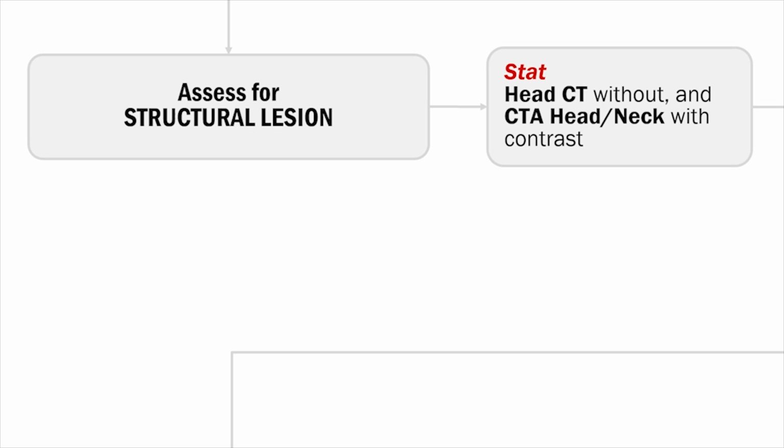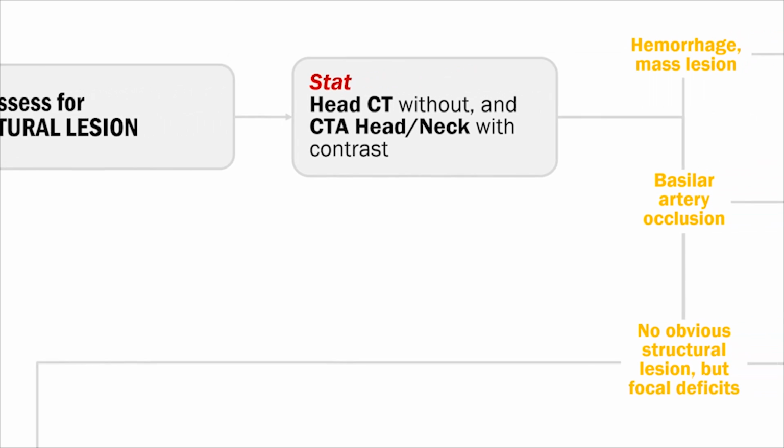First things first, assess for a structural lesion. We start with a STAT non-contrast head CT. We should also get an emergent vascular study, such as a CT angiogram of the head and neck with contrast, in patients with concern for vascular pathology, which is basically everyone within 24 hours of abrupt onset of symptoms, especially when they present with focal deficits. In fact, CTAs are a part of our stroke code protocol.